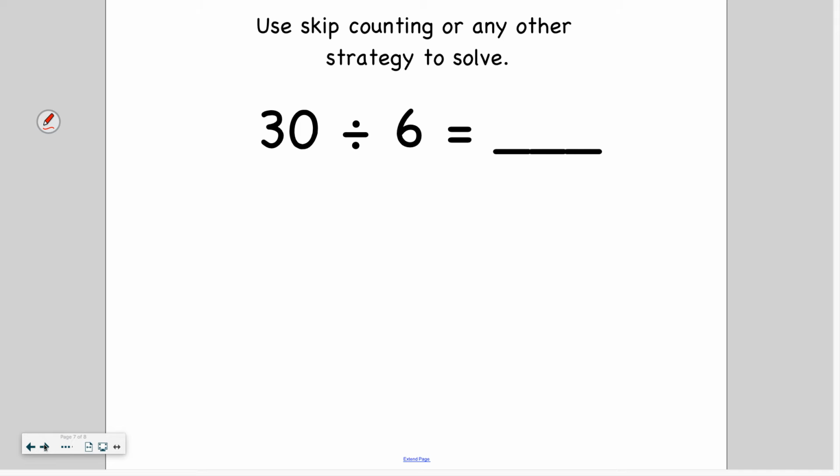So now I want you to try this one. Now we're dividing. What is 30 divided by 6? Again, you can use whichever strategy you'd like. It doesn't have to be skip counting. So pause now, solve this problem, press play when you're ready.